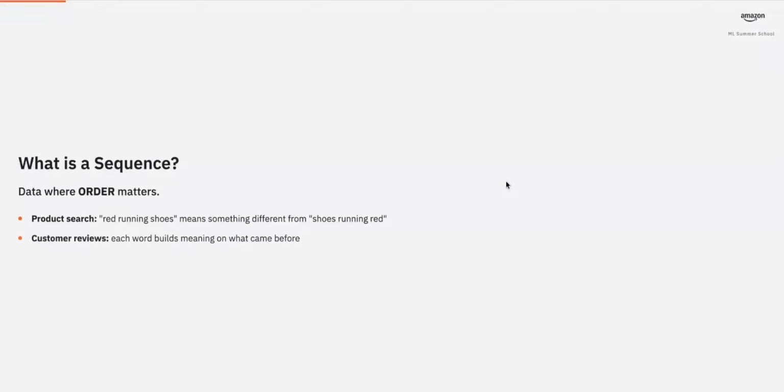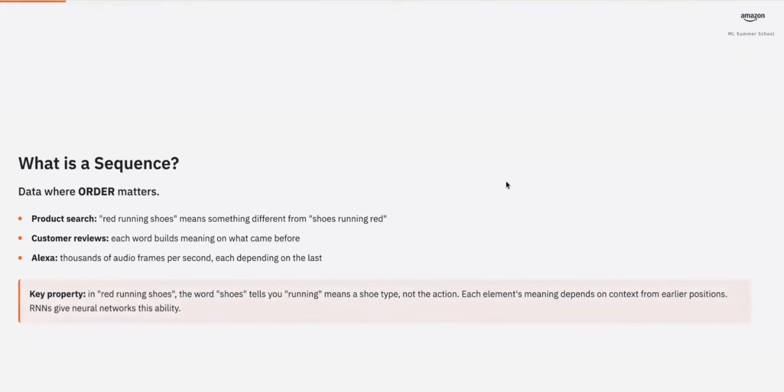Same with the customer reviews. Each word builds on what comes before it. And you can take Alexa as an example too. It processes thousands of audio frames every second, and each frame only makes sense because of what came before it. So the key point is this, that each element's meaning depends on what came before. In red running shoes, the word shoes tells you that running is a type of shoe, not the action. This is exactly what RNNs are designed to handle.